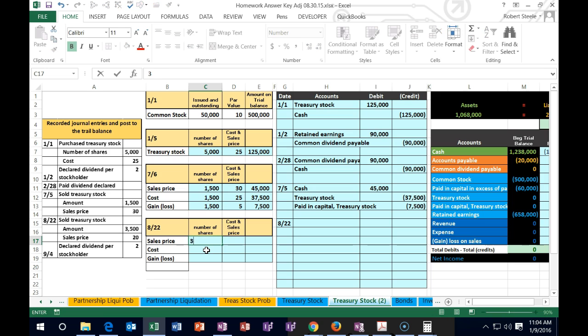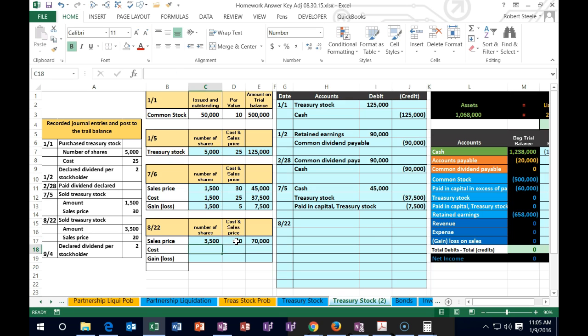So now we sold 3.5 down here in this worksheet, and we sold it for a sales price, in this case, of 20. Therefore, we're going to say this equals the number of shares, 3.5, times 20. We're going to receive cash of 70,000.